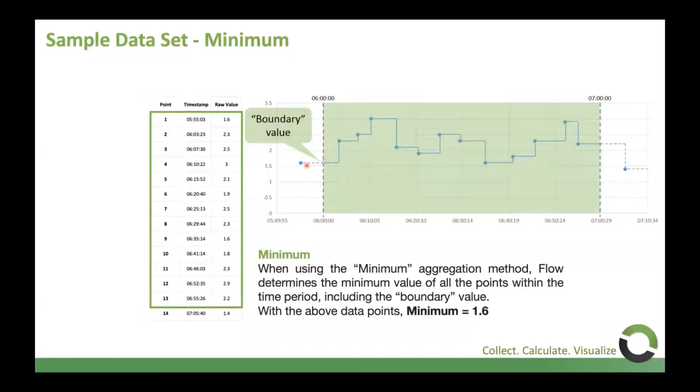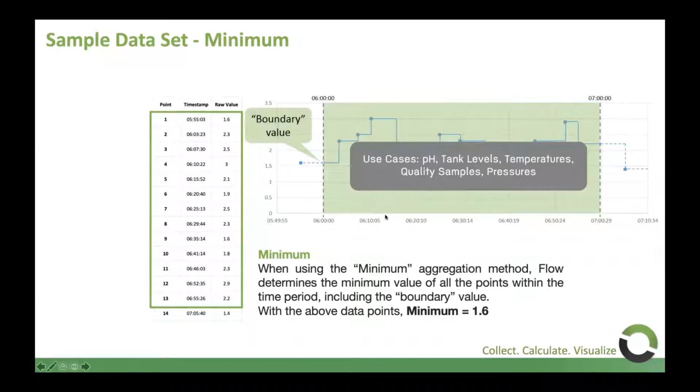Okay, so that's quite simple. What will we use these minimum values for? Well, you can use them for pH levels. So if you want to know what was the minimum pH for the hour, what was my minimum tank level potentially inside of the hour, temperatures, as I explained before, average on a temperature doesn't probably make most sense, but maybe a minimum. If you look at cold supply chain, you want to know what was the minimum of your fridges, etc. So temperatures, quality samples, and pressures make very good candidates for minimum aggregations to determine specific KPIs around that.